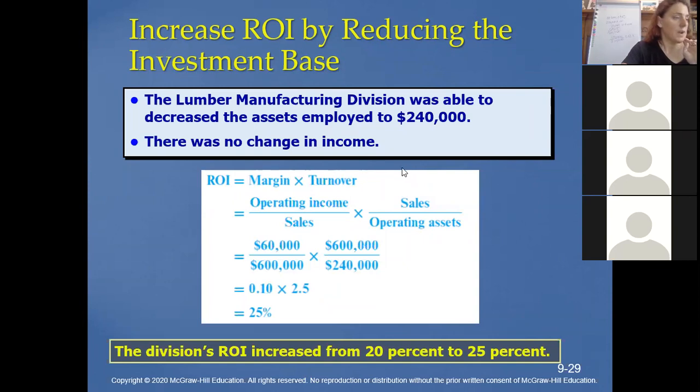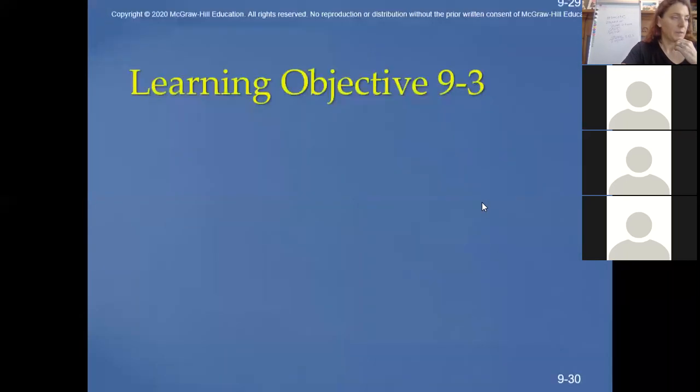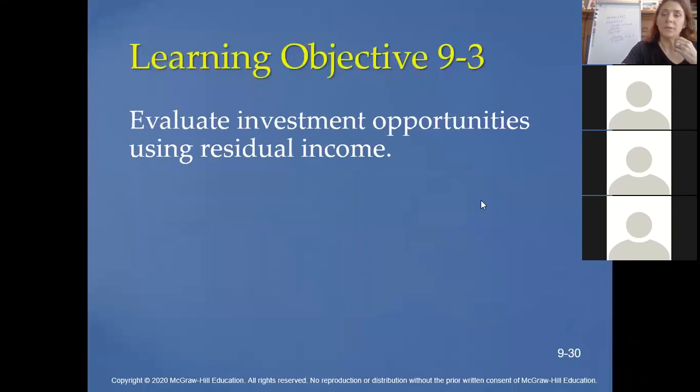And then we had a smaller asset base in this example, which is why that depreciation I was talking about makes a big difference. Okay. Any questions on ROI? I know you guys have probably done ROI before, but any other questions on that?